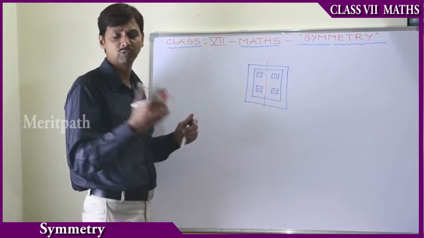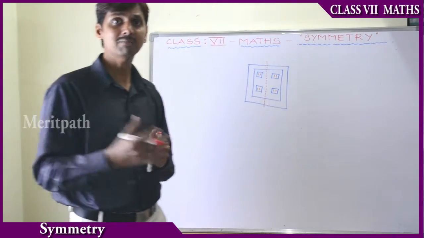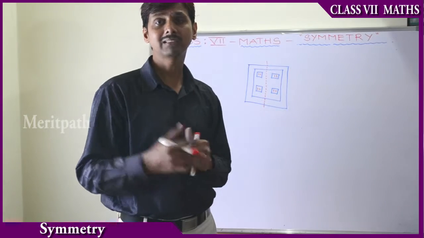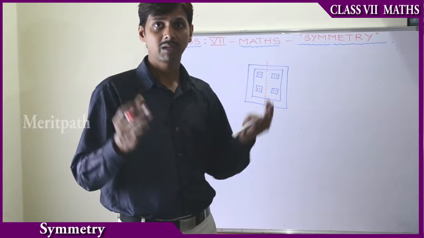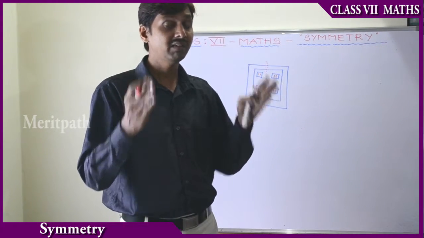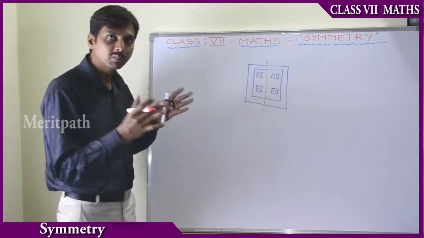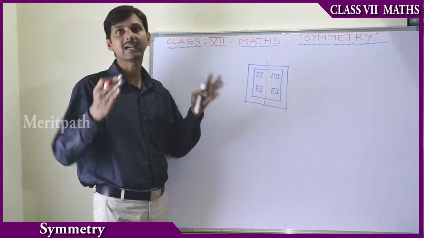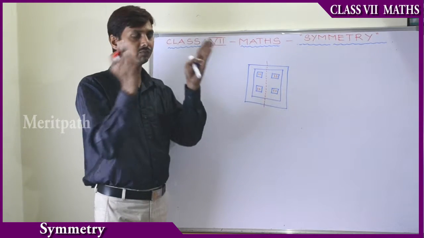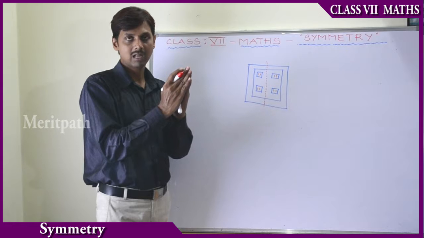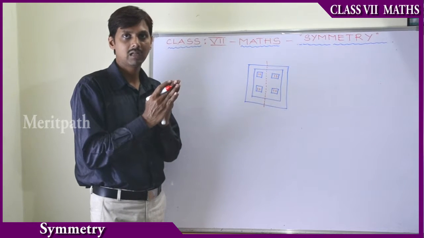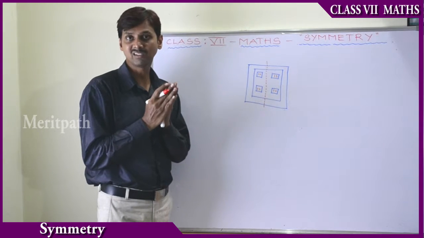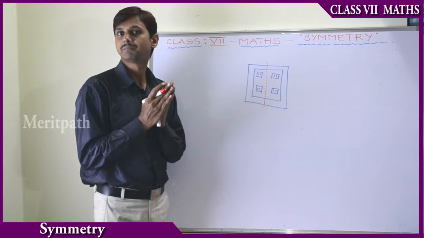We can take any picture, for example the Taj Mahal. We take a picture of the Taj Mahal and divide it into two equal parts along a particular line, and we fold that picture and the two halves coincide with each other. This is called line symmetry.